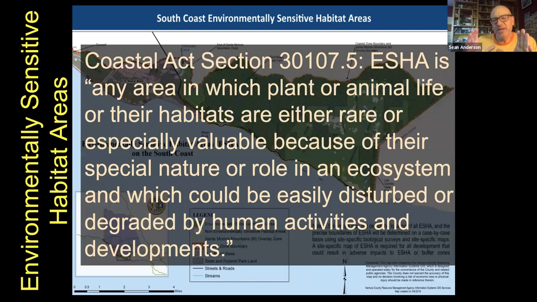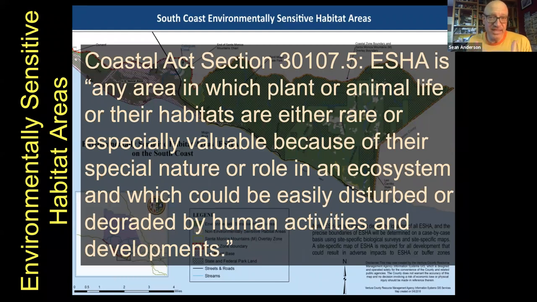And so the definition of ESHA is this. It refers to any geography in which plant or animal life or their habitats are either rare or especially valuable because of their special nature or role in an ecosystem, and which could easily be disturbed or degraded by human activities and human development. So that's a short definition, but it's kind of amorphous, right? Because what do we mean by special nature? And what do we mean especially valuable? And what do we mean by easily disturbed? We're not going to go into that today.